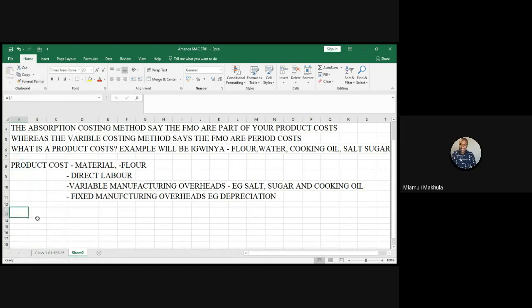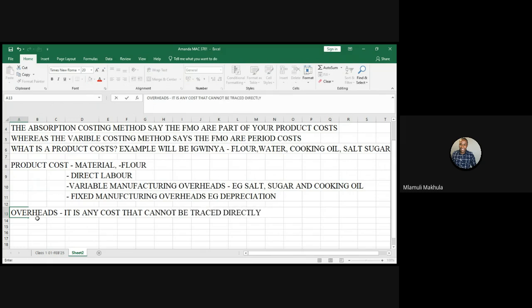Okay, so let me explain the concept here, overheads. Overheads, Amanda, is any cost that cannot be traced directly to a product. Are you with me? Yes, I'm with you. So overhead can either be variable or it can be fixed.